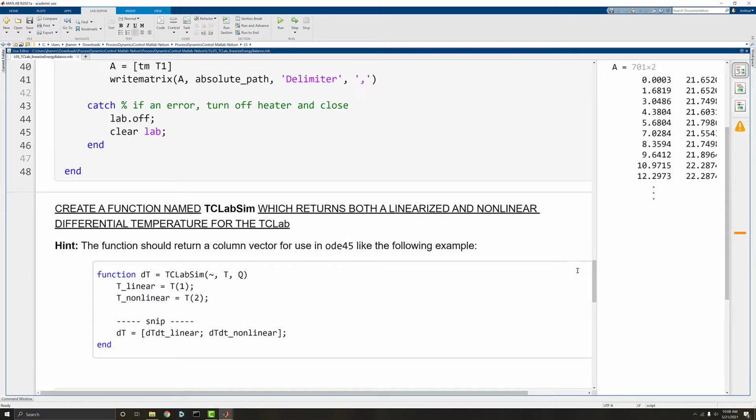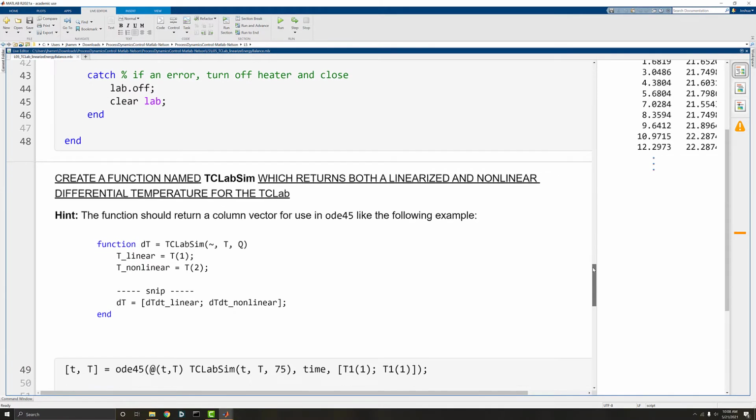What we're going to discuss is creating a function named TCLab sim, which returns both a linearized and nonlinear differential temperature for the temperature control lab, and we'll compare that value to the value that the temperature control lab got.